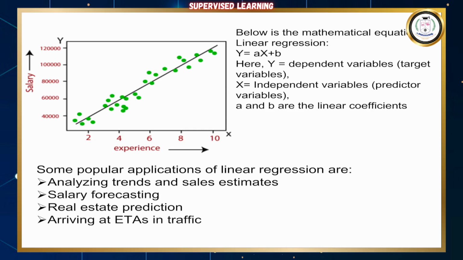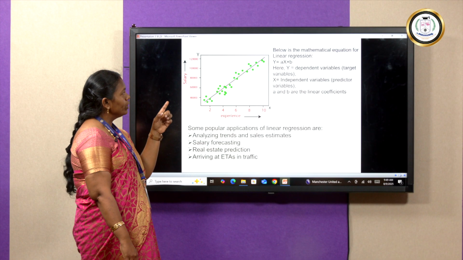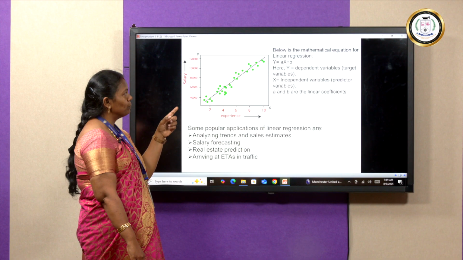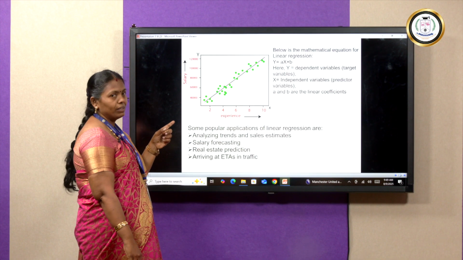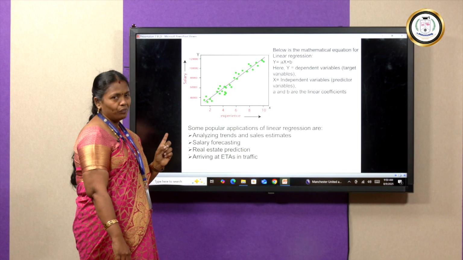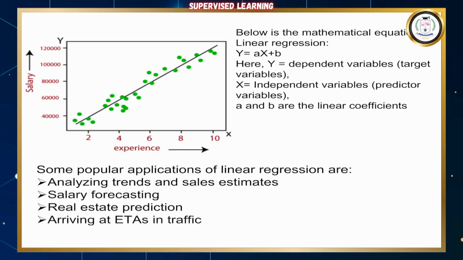Here in linear regression, this is the mathematical equation we use: y equal to ax plus b. Here y is the dependent variable, x is the independent variable, and a and b are the linear coefficients. For this example, they have experience, by which they find the salary. So this comes under linear regression.